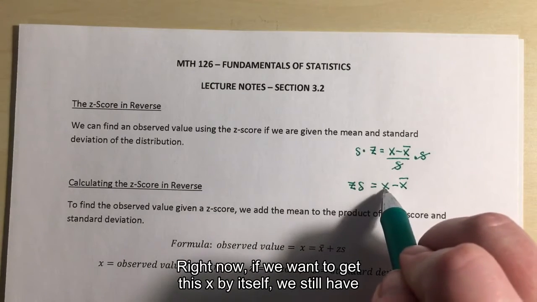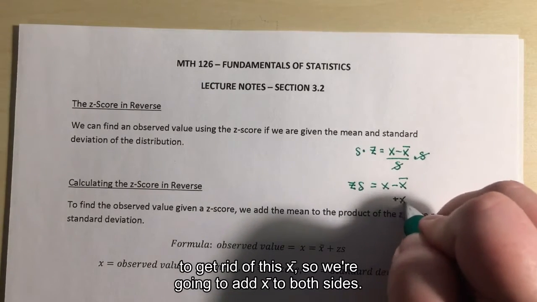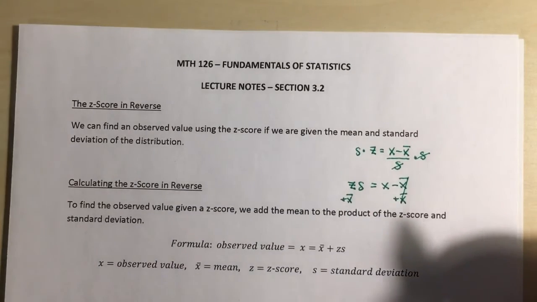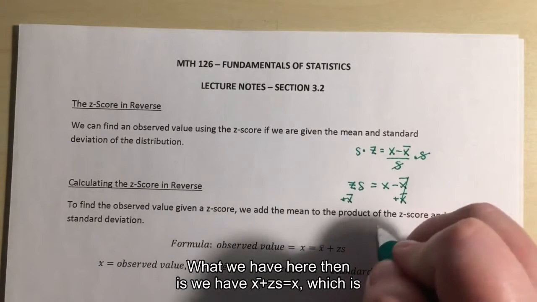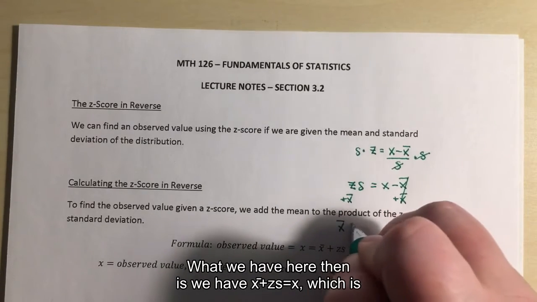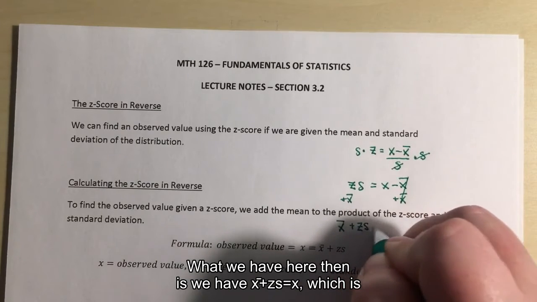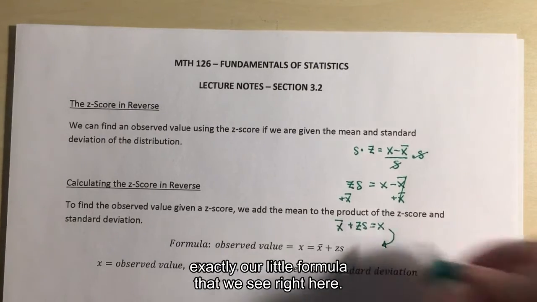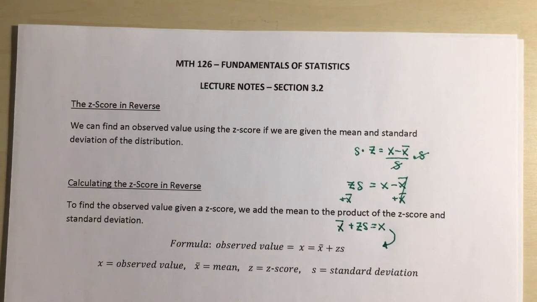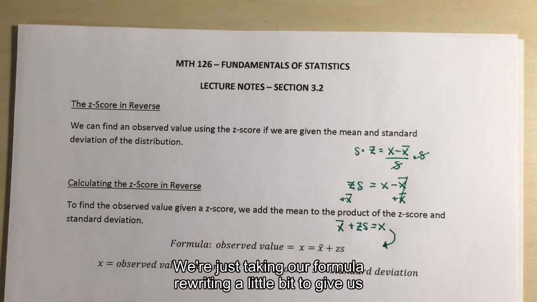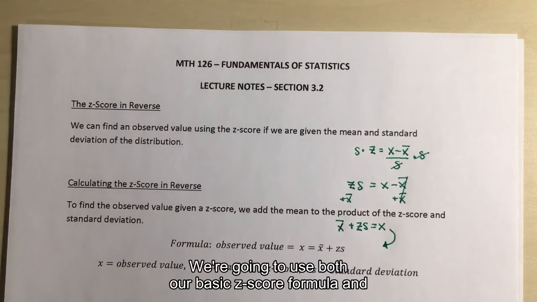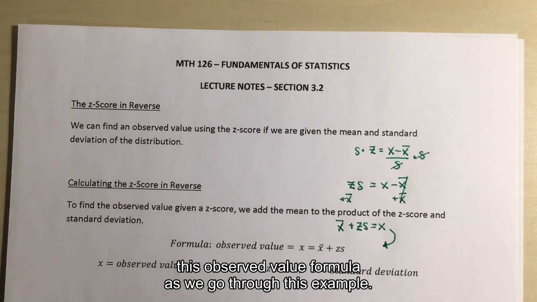Now, if we want to get this x all by itself, we still have to get rid of this x bar. So we're going to add x bar to both sides. Again, those cancel. And what we have then is x bar plus zs equals x, which is exactly our little formula that we see right here. So we're just taking our formula and rewriting it a little bit to give us a different way of solving for a different desired value. We're going to use both our basic z-score formula and this observed value formula as we go through this example.